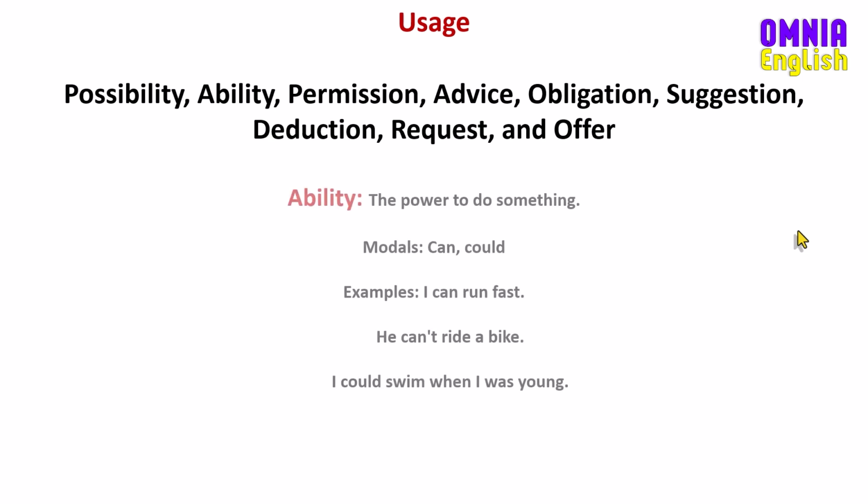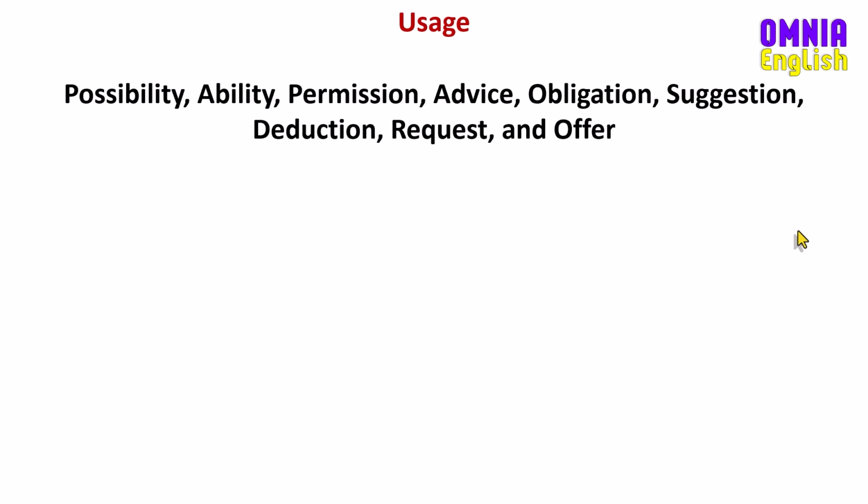Number 2, ability. What's the meaning of ability? Ability is the power to do something. In this context, we use can, could. For example, I can run fast. He can't ride a bike. I could swim when I was young. So here we have the ability to do these actions.